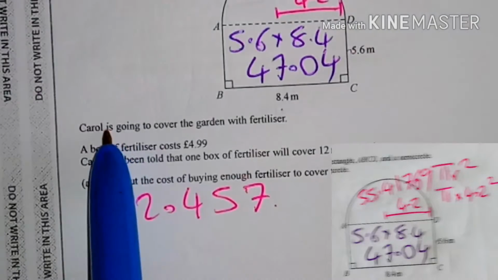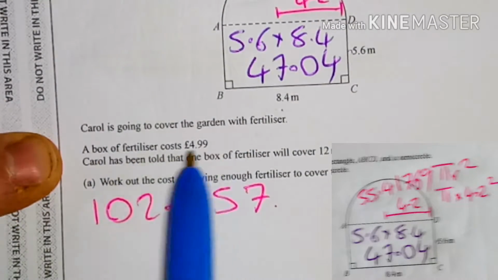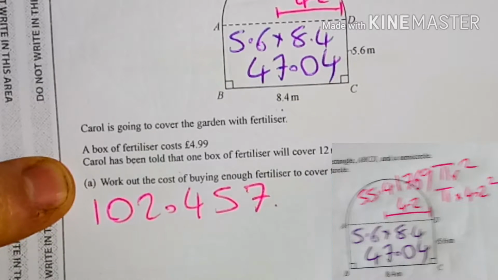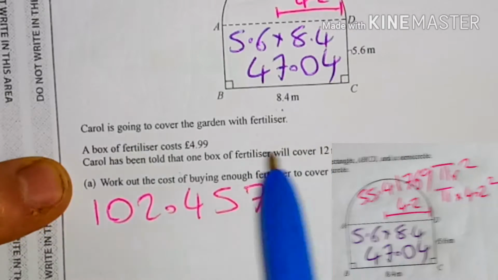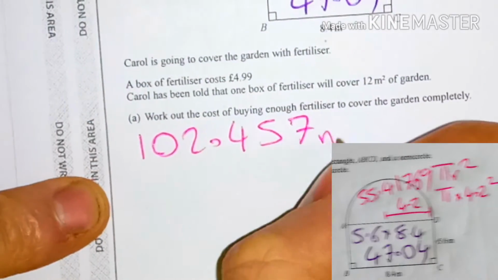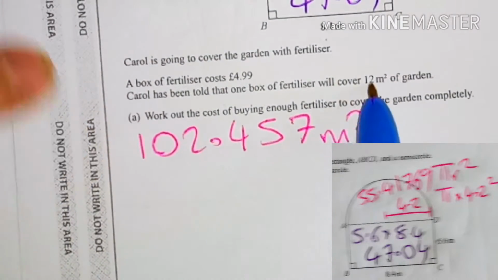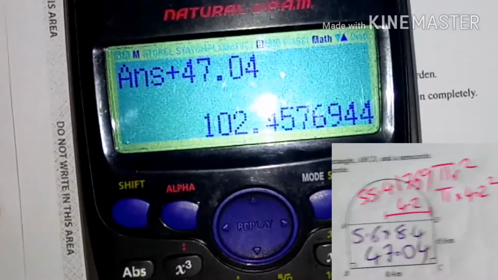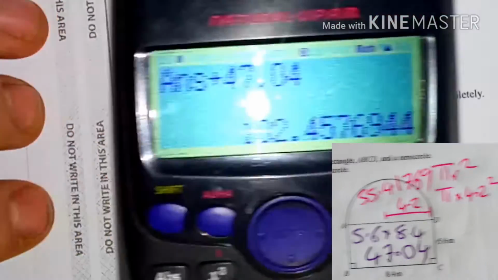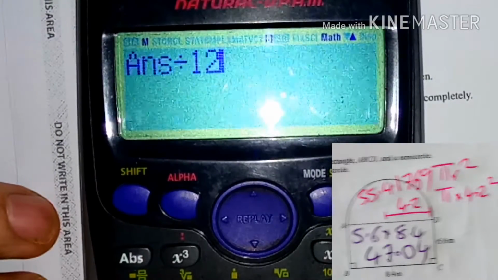Okay, now Carol is going to cover the garden with fertiliser. A box of fertiliser costs £4.99. Carol has been told that one box of fertiliser will cover 12 metres squared of the garden. So we need to know how many boxes she buys first. Now, if this is a metre squared, by the way, which I totally forgot, we divide 102.45 by 12. Again, I'm still using this answer in my calculator because it's more accurate than me writing it down. So I need to divide this by 12.